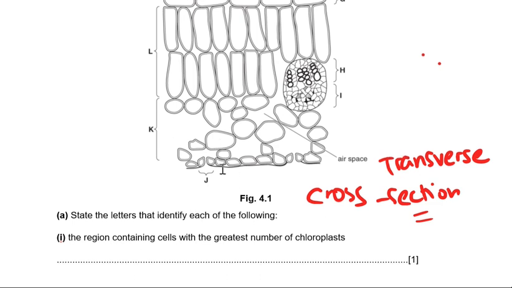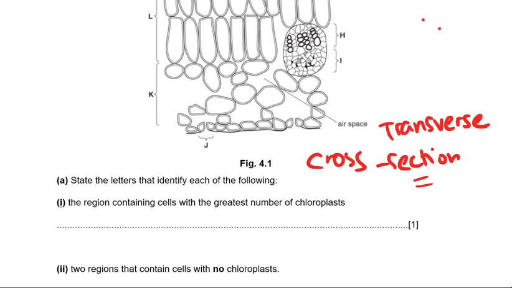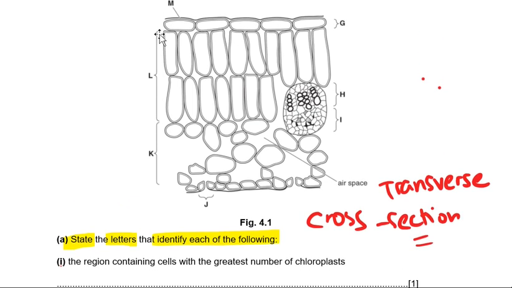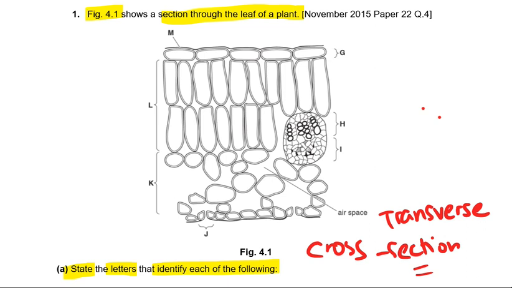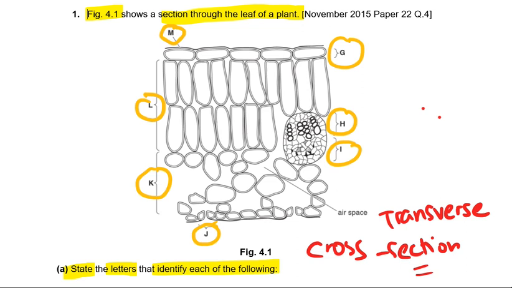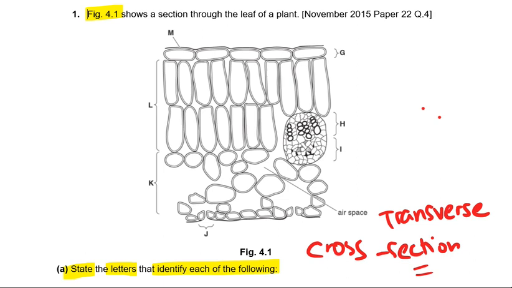All right, it says here to state the letters. So whenever you're doing exam questions, I want you guys to also focus on what the instructions are saying. It says here to state the letters that identify each of the following. It means that you state the letters that you can find in this photo. So if we have a look, there are a few letters that are shown. We have M, L, K, J, H, I, and G as well. Okay, so let us try to identify what these are before we answer the question.